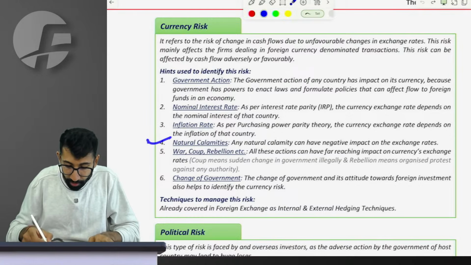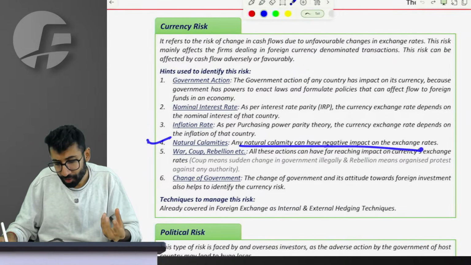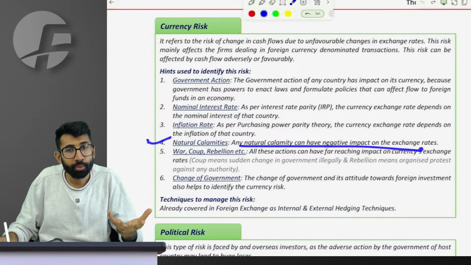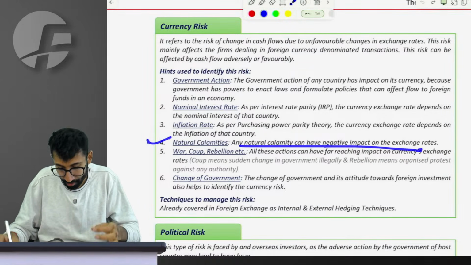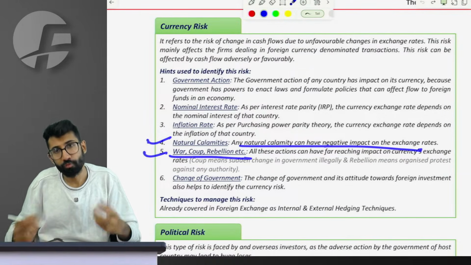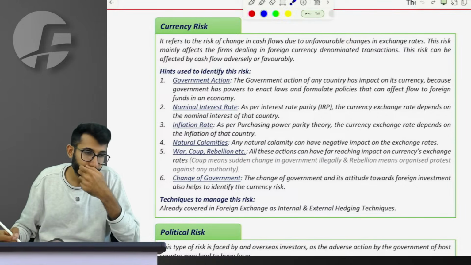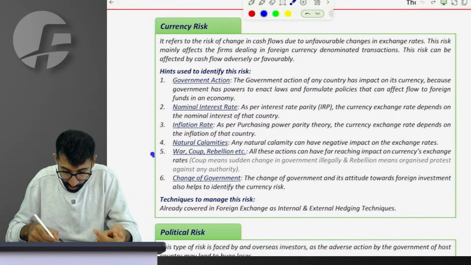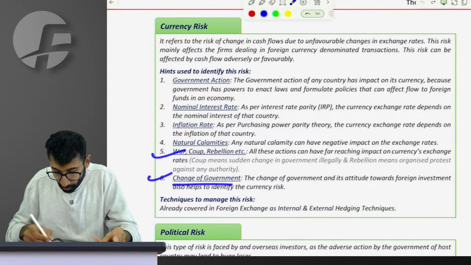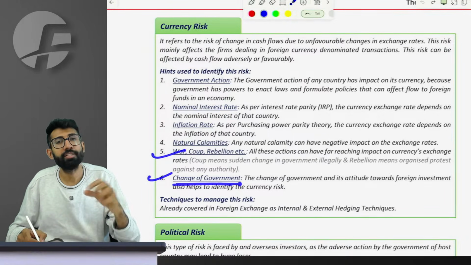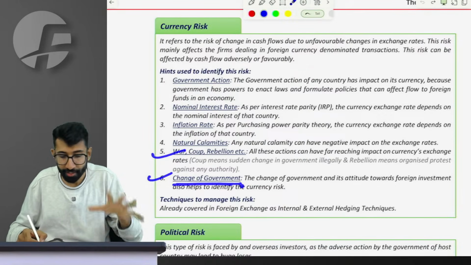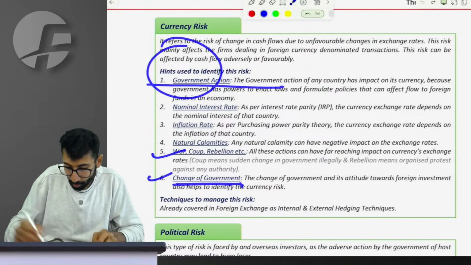Yes, natural calamities like a war-like situation or a flood-like situation, country-level plague like COVID, etc., can impact the exchange rates. War, like what happened between, say, Russia and Ukraine, or Israel and Hamas, can also affect the exchange rates of those countries. Change in government. When the government changes their policy, mindset, approach towards the economy, growth, everything changes which can affect the exchange rate. This is how I identify.